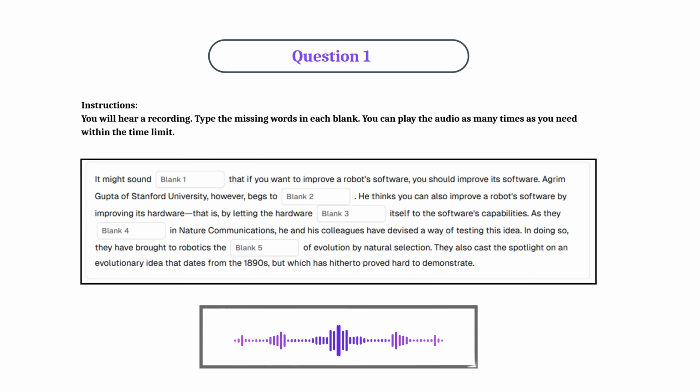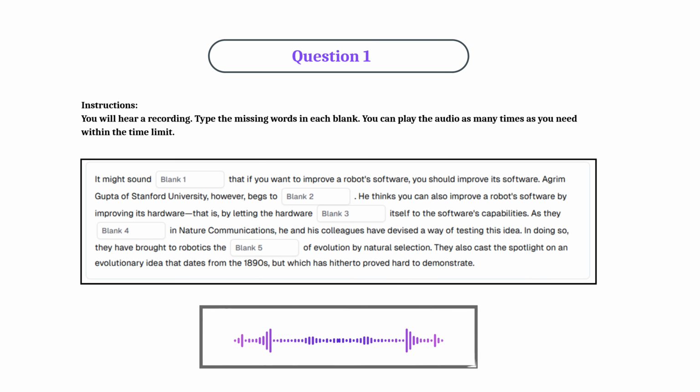It might sound obvious that if you want to improve a robot's software, you should improve its software. Agrim Gupta of Stanford University, however, begs to differ. He thinks you can also improve a robot's software by improving its hardware. That is, by letting the hardware adapt itself to the software's capabilities.